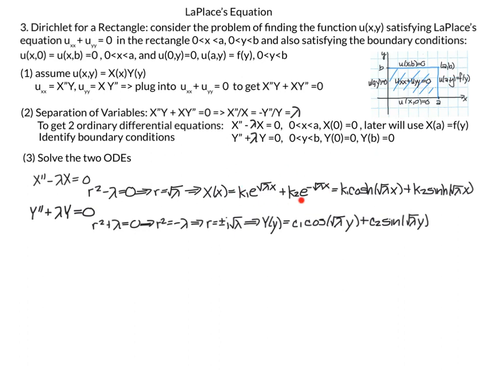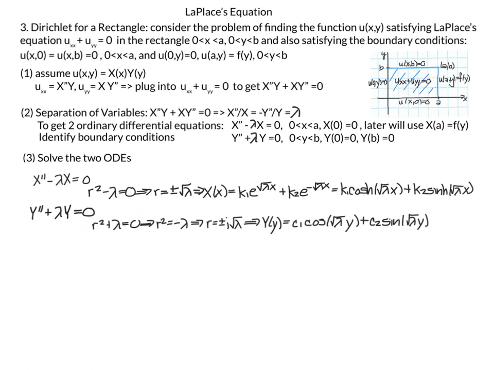And then if you recall, this form, when we have e to the lambda x plus e to the negative lambda x, that will be equal to a cosh plus sinh. And the reason why we converted this to cosh plus sinh is because it's easier to look at our boundary values. Second, we have the Y'' plus lambda Y equals 0.